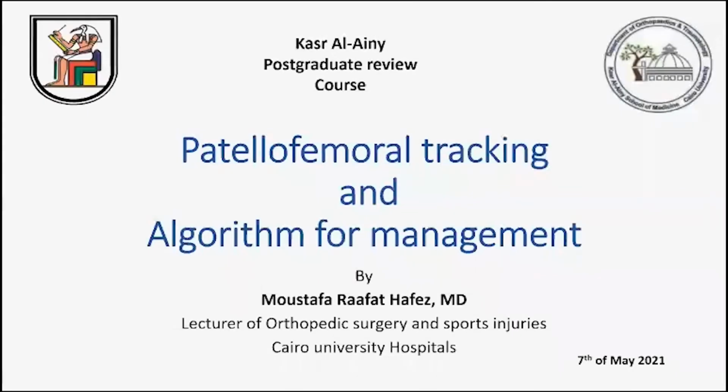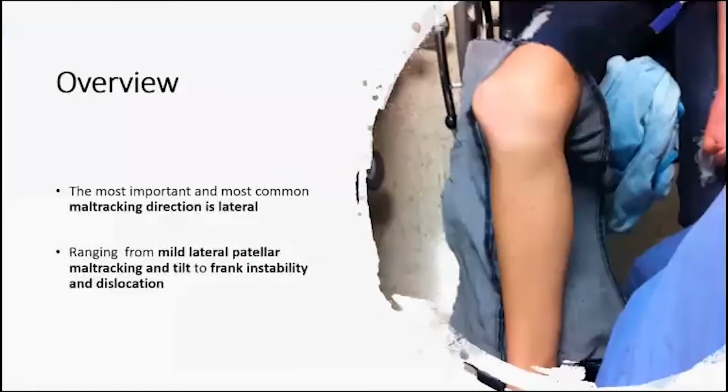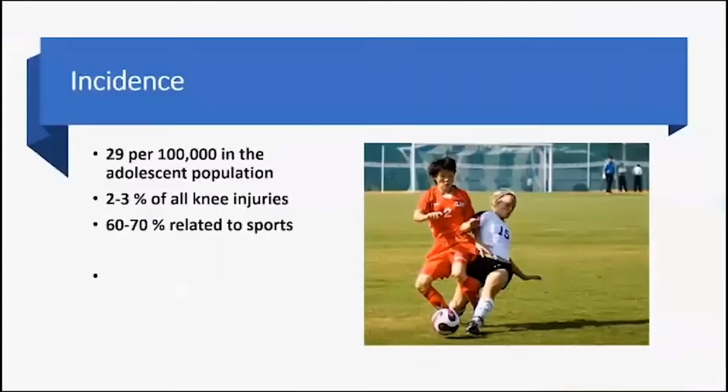My talk is about patellofemoral tracking and its management algorithm. The most important direction of maltracking is the lateral direction, and it ranges from mild degrees to frank dislocation and instability. It occurs mainly in the adolescent population group, and it represents only 3% of knee injuries, and is almost 70% related to sports activity.